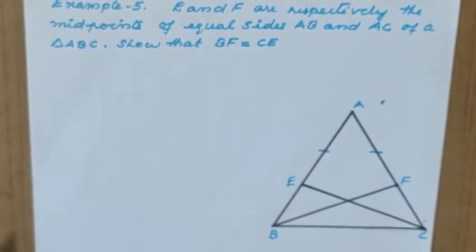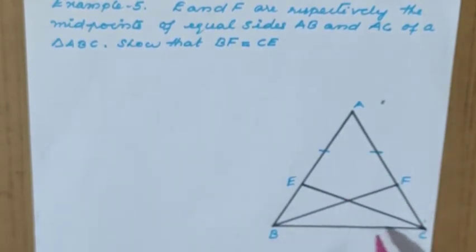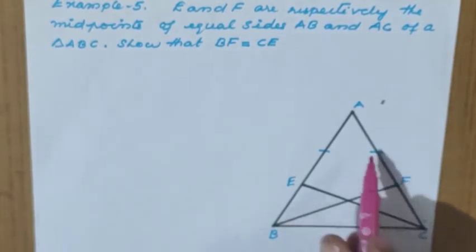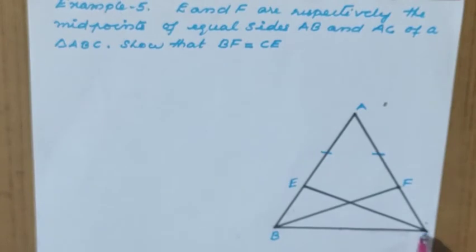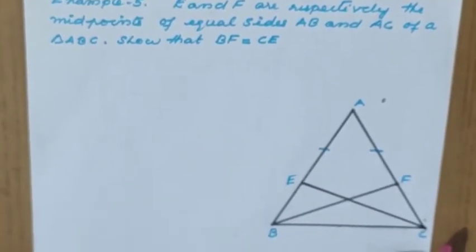Example 5. E and F are respectively the midpoints of the equal sides AB and AC of triangle ABC. Show that BF equal to CE. So we should prove that BF equal to CE. With BF, which triangle is coming? BFC is also coming. BFA is also coming. But we don't have any idea regarding angle B and angle C. So BFA we will take. Similarly CEA we will take. In both the triangles angle A will be common.